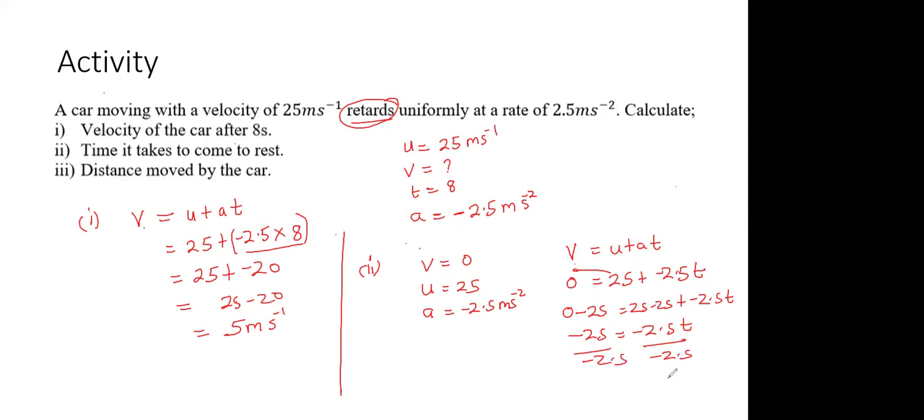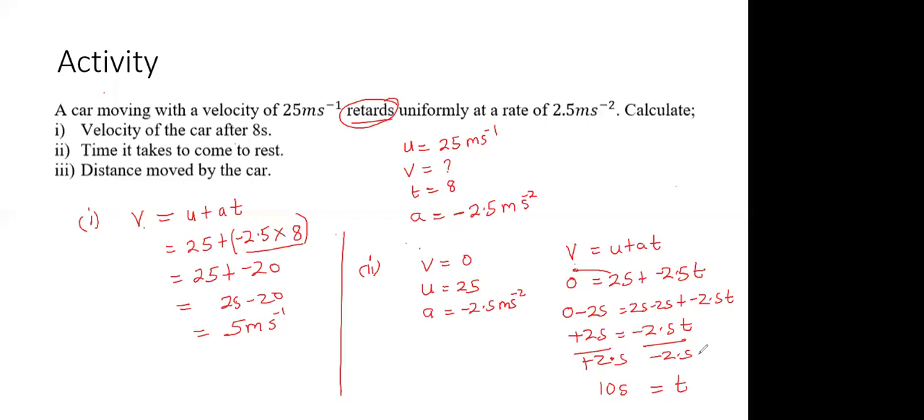What answer do you get? I want to check. Is it negative 25, negative divided by negative? This one is a positive. 25 divided by 2.5. Is it 120, members? Is it 120? Elvis is saying 10. Agatha, that is 2.5, not 25. Okay, 10. Yes. So here, your answer was supposed to be 10 seconds is equal to t.